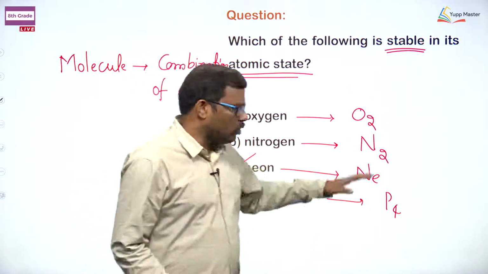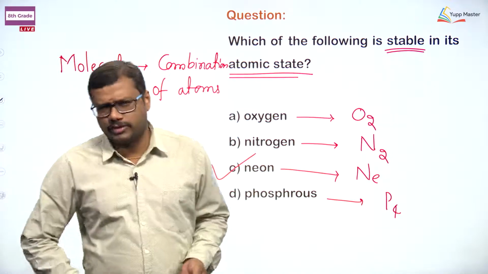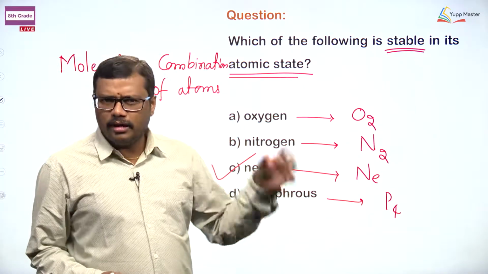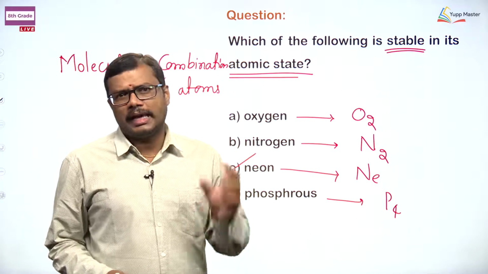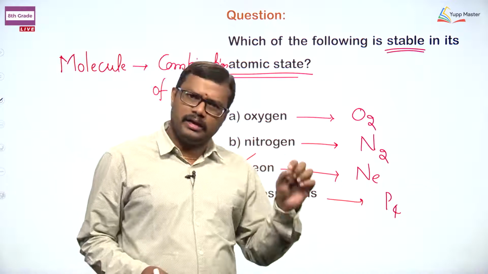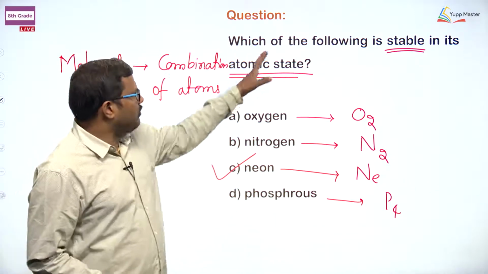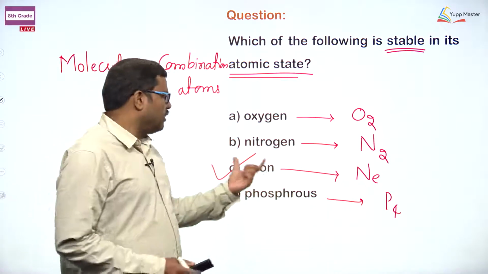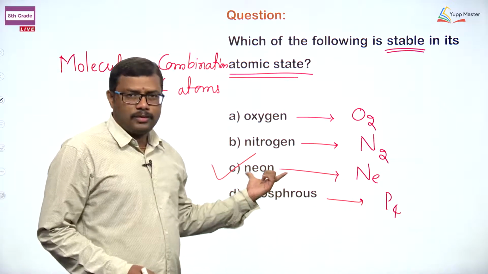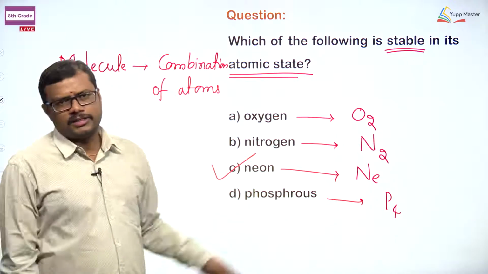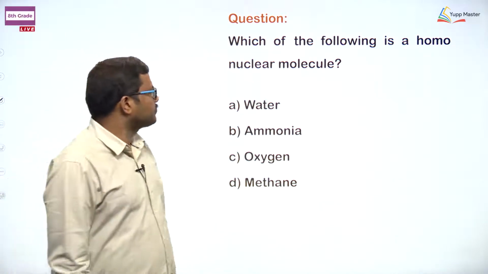All noble gases, if you observe, helium, neon, argon, krypton, xenon, radon, all these are monoatomic gases. They are stable in atomic state in nature. So, whenever these kind of questions are given, easily identify that one of the options should be the noble gas. So, neon is the correct answer for this particular question, right.